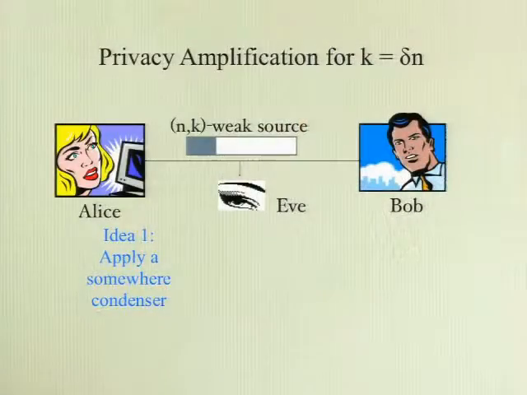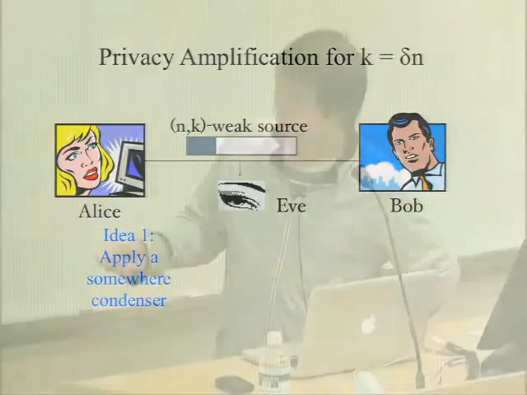Now I'm going to describe this privacy amplification protocol for the case where k is equal to delta n. It basically uses the previous protocols. Again, here you have Alice, Bob, Eve, and they share a weak random source. The first idea is that we want to apply this non-malleable extractor for entropy rate greater than half. But here the source only has a very small entropy rate, delta.